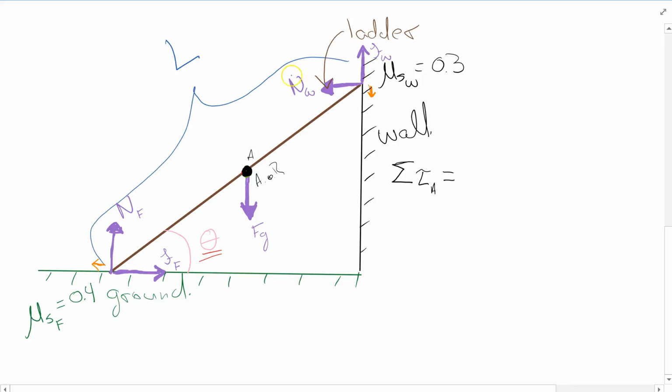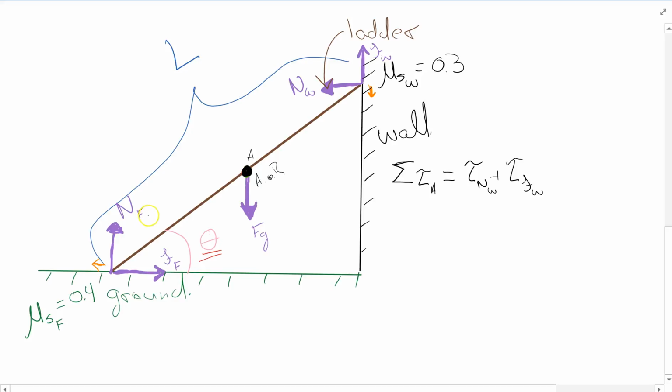This normal force from the wall is going to rotate my ladder counterclockwise. So that's going to be a positive torque. So that will be the torque from the normal force of the wall. This friction force from the wall will also rotate my system counterclockwise relative to this axis of rotation. So that will also be positive. So plus the torque from the friction force of the wall.